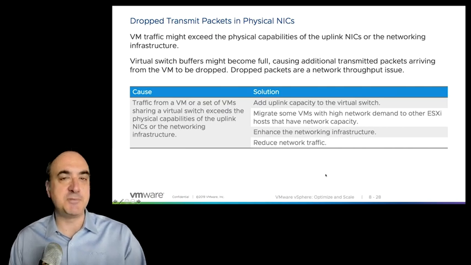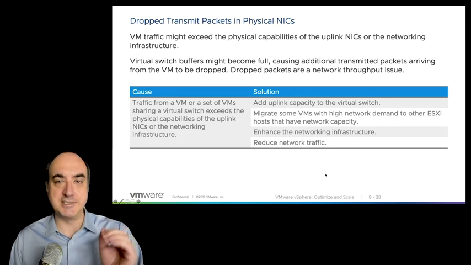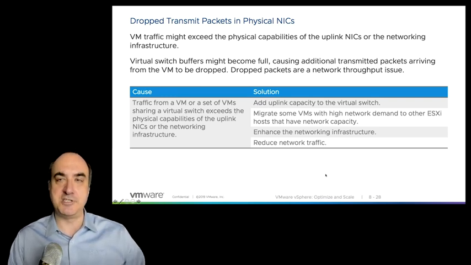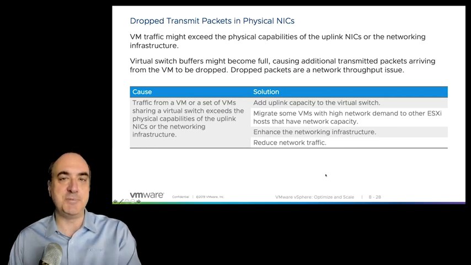Now, drop transmit is not typically done by the VM. The drop transmit is usually as it's leaving the ESXi host, right? So a receive drop is usually at the VM level. Dropped transmit is a lot of times happening at the VM kernel adapter level.